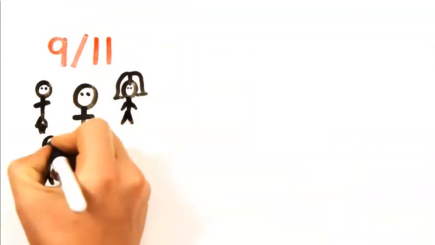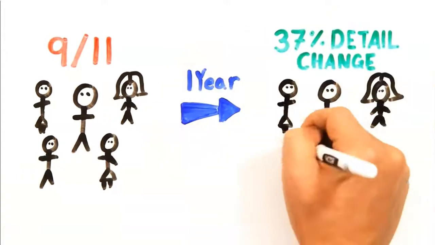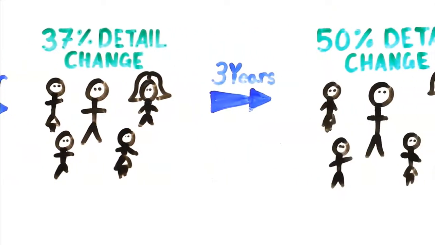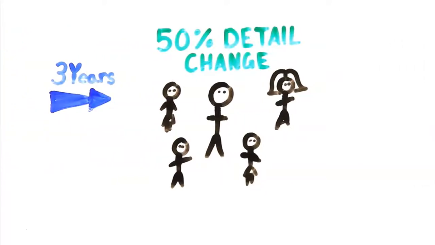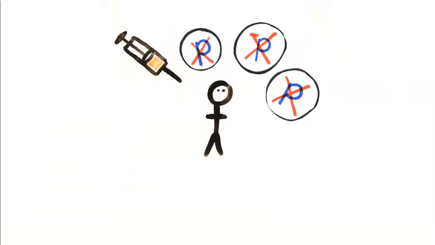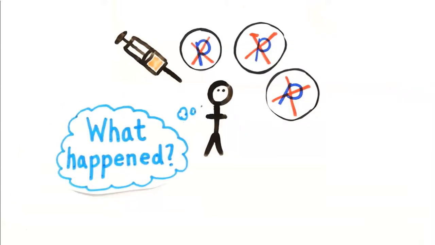After 9/11, hundreds of people were asked about their memories of that dreadful day. A year later, 37% of the details had changed. By 2004, nearly 50% of the details had changed or gone missing. And because memories are formed and rebuilt every time, if you administer the protein-inhibiting drug while recalling a memory, the memory can be effectively removed.